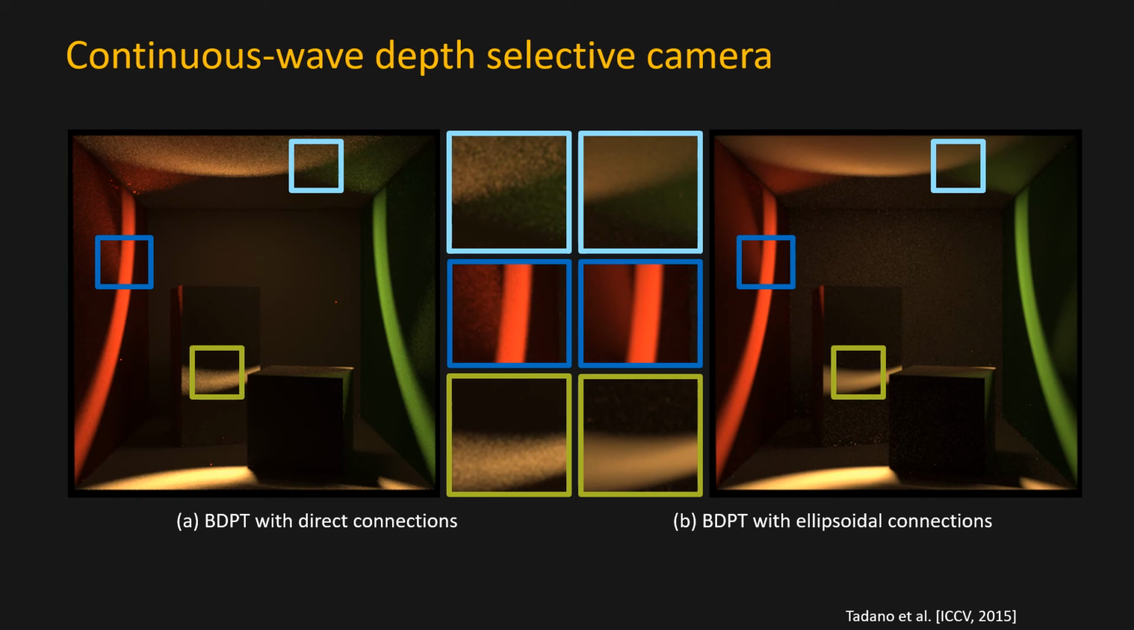Ellipsoidal connections can also be used to simulate correlation-based time-of-flight cameras. We show a case when depth-selective correlation codes proposed by Tadano et al. are employed. In this case, ellipsoidal connections have much less variance than BDPT for a fixed rendering time.